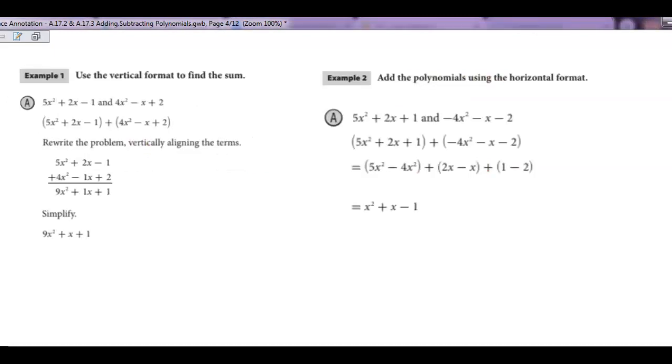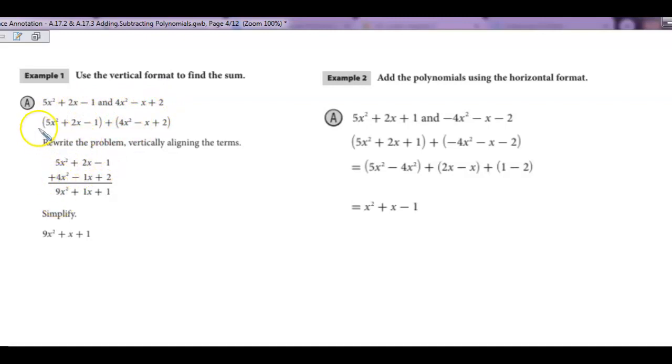So there's two ways you can do this. There's a horizontal and a vertical method. If we look at the vertical, it's just exactly what it means. We just stack them one on top of the other. So we have 5x squared plus 2x minus 1 and 4x squared minus x plus 2. And we're going to add these two.